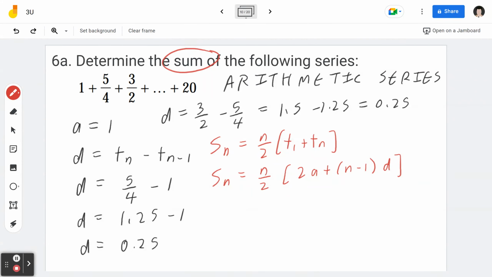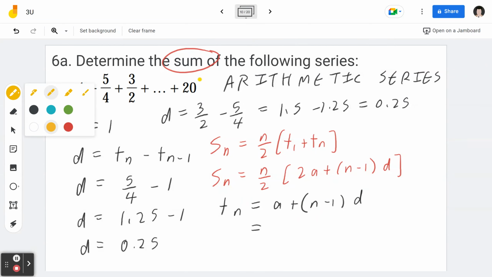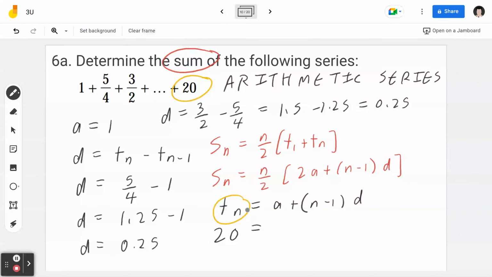So you go back and you say, well, I can't really use the formula yet because there's one thing that's missing. We don't have n. So we're going to go back and solve for n. And to do that, I'll put it at the bottom here, write down Tn equals a plus n minus 1 times d. Again, to solve for n, recognizing that Tn, which is the last term, is going to be 20. The first number is 1, plus n minus 1 times the common difference, which is 0.25. So now we can solve for n.